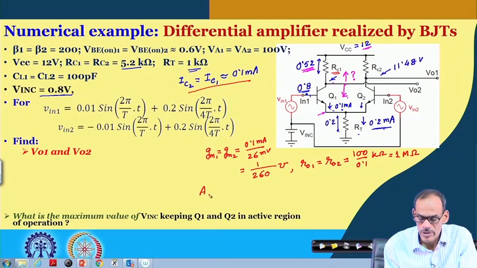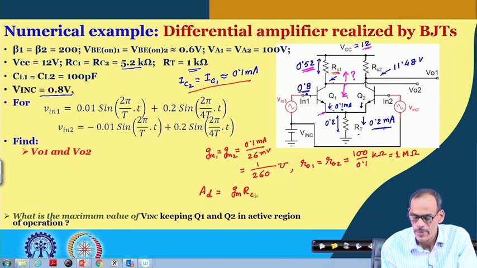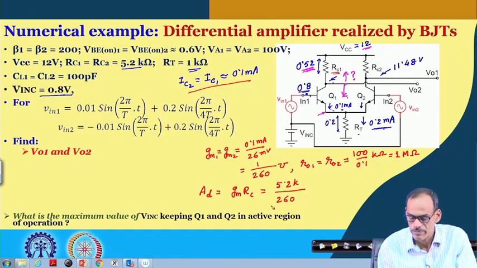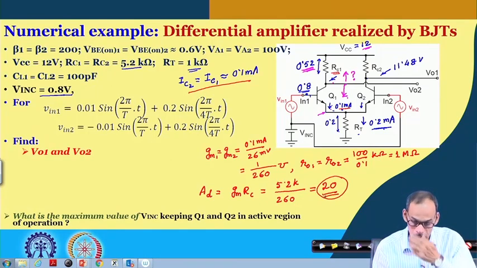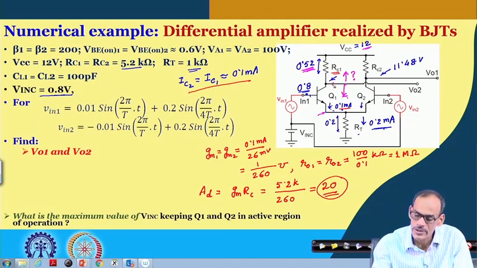So, the differential mode gain AD, which is Gm into RC, is equal to 5.2 K divided by 260. So, that is equal to only 20. You may recall the previous case when the current here was 1 milliampere, the gain was 200, now it comes to 20. So, naturally the expected signal at the output will be quite small.